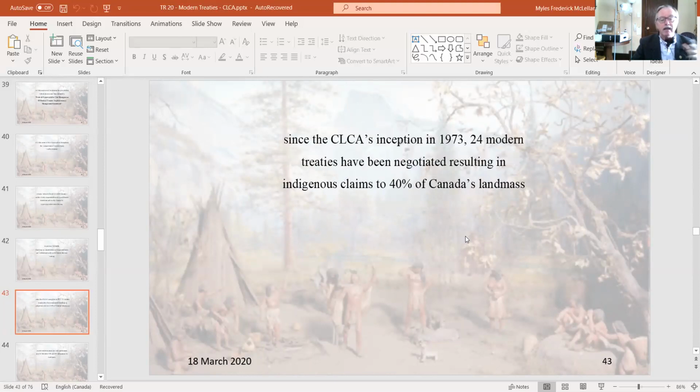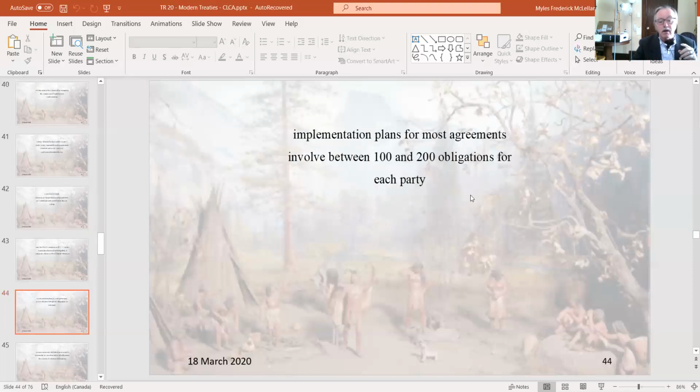And since the inception in 1973 to 75 for the James Bay Agreement, there have been 24 modern treaties negotiated. So in the last 40 to 45 years, this has resulted in Indigenous claims being incorporated into treaties over 40% of Canada's landmass. So that's a great amount of space. The largest, or one of the largest chunks of that, of course, being Nunavut, and then a great deal of landmass in British Columbia and northern Quebec and other areas where modern treaties are there to be negotiated.